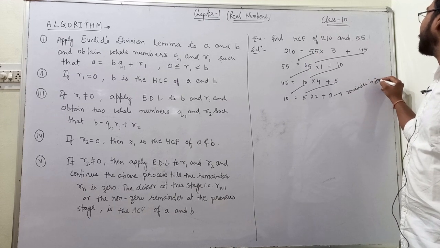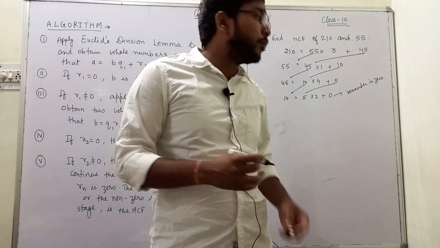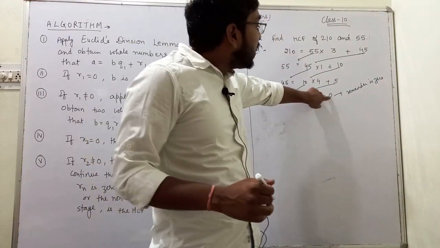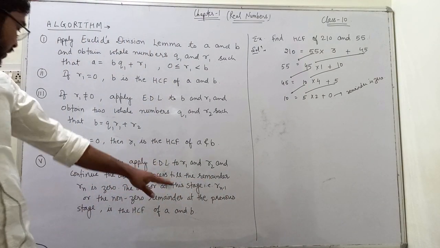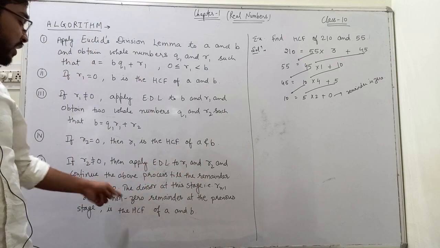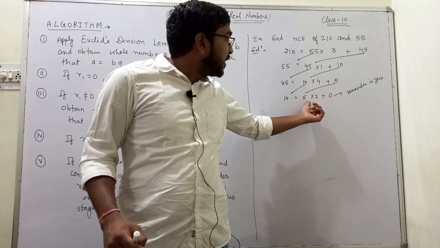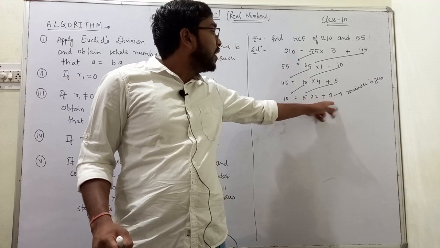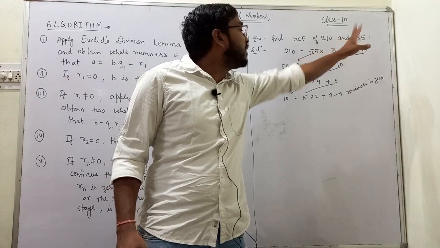Now if the remainder is 0, then as I have stated here, the divisor at this stage where the remainder is 0 is called the HCF of the two numbers, that is 210 and 55.